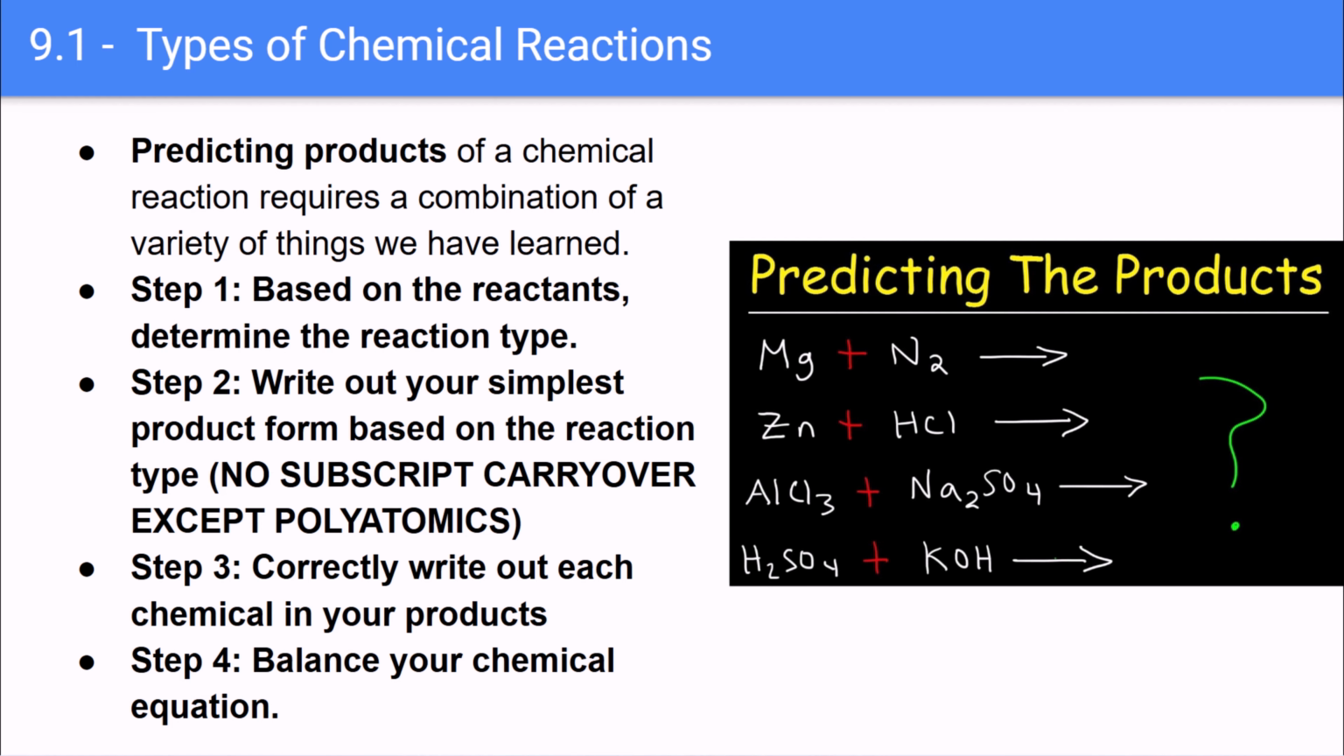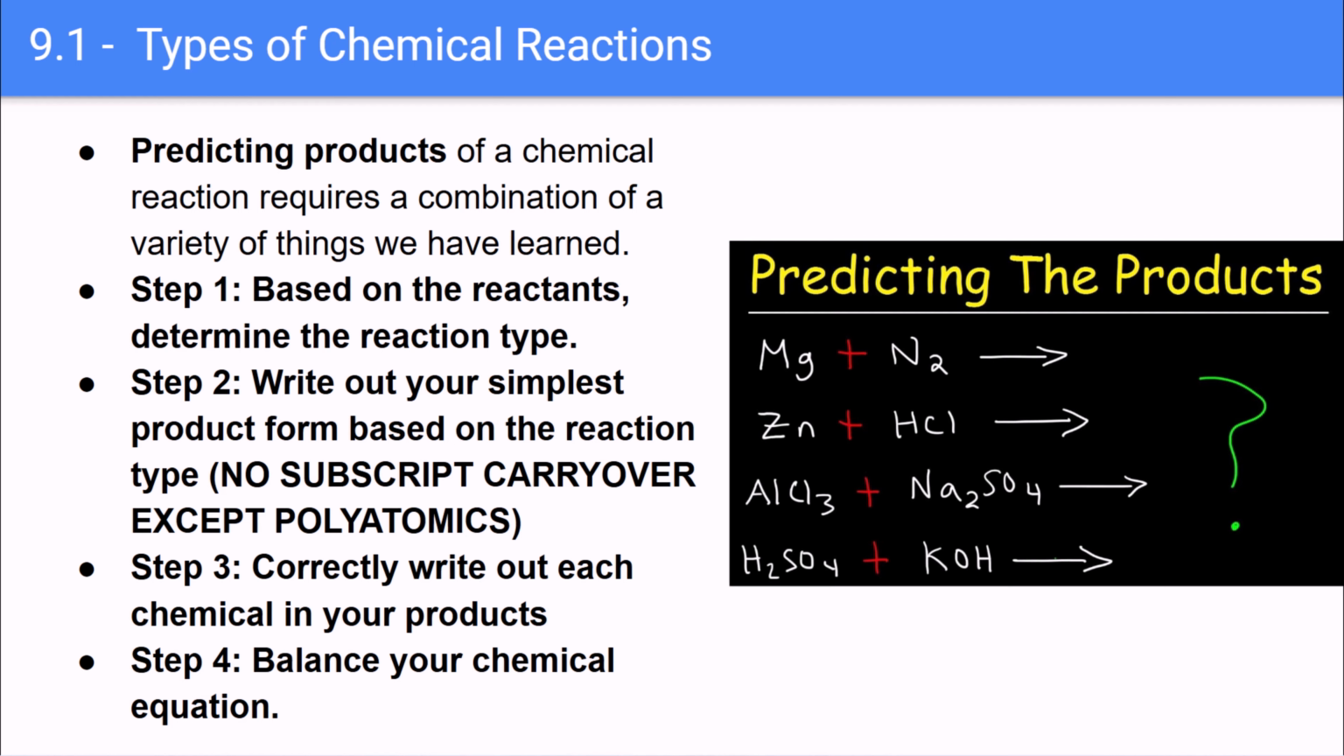The first thing we need to look at is, based on the reactants, determine the reaction type. Remember, we've talked about the 5 different reaction types already: combination, decomposition, displacement, exchange, and combustion. We can determine what type of reaction we have solely based on the reactants themselves. So that's our very first step.